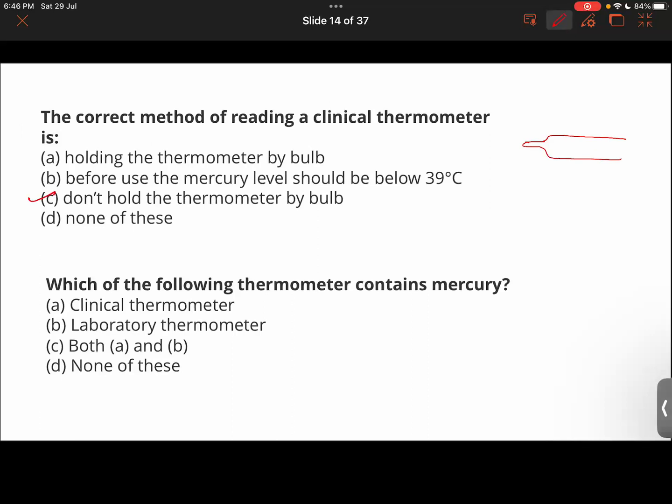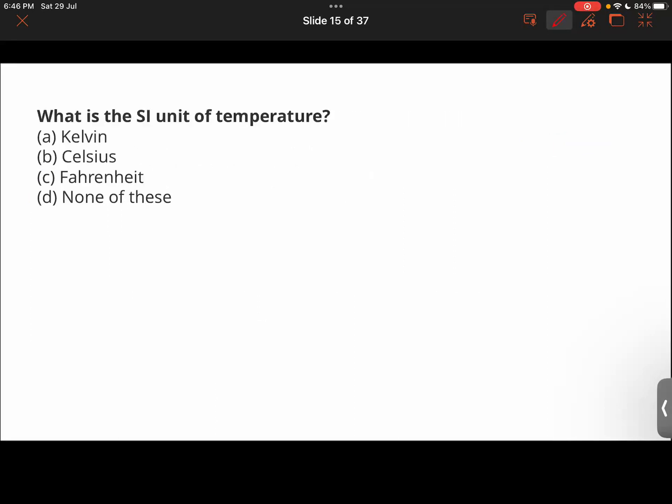Which of the following thermometers contains mercury? Both A and B. Exactly. SI unit of temperature? Yes, it's Kelvin.